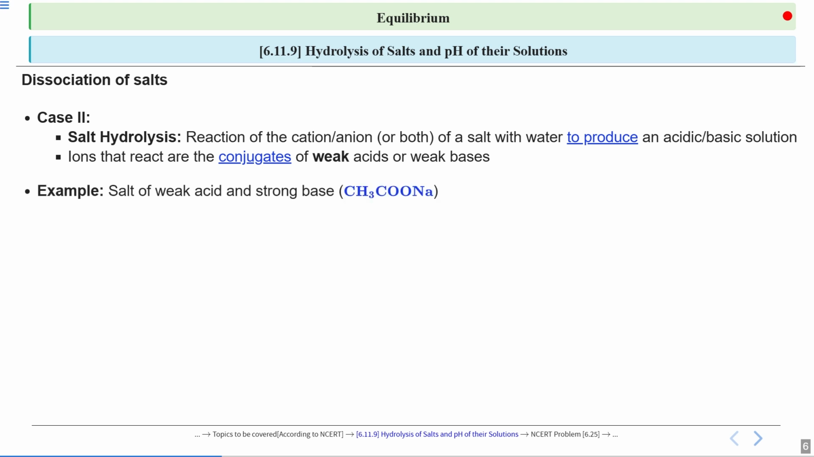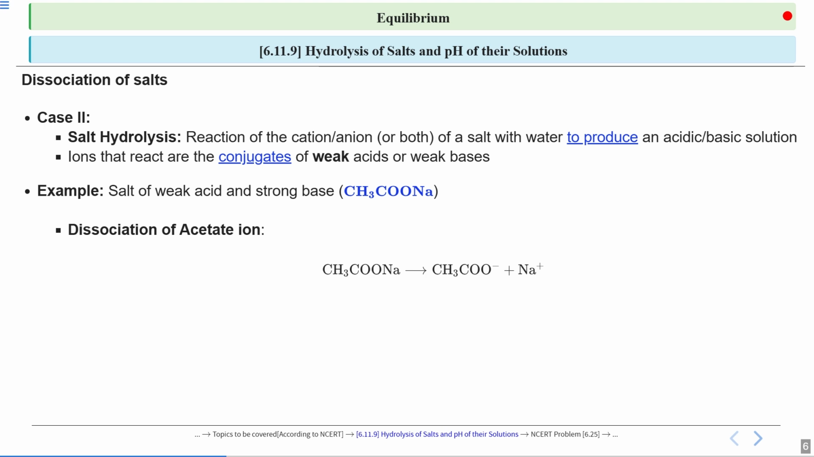So we will illustrate both of these cases with the help of a specific example. Here we are taking a salt, which is sodium acetate. Now, in this sodium acetate, the acid involved in the formation of this salt is a weak acid, and the base involved in the formation of the salt is a strong base. How can we know it? It's very simple. First, let's dissociate this salt. What you will get? You will get acetate ion and sodium ion.